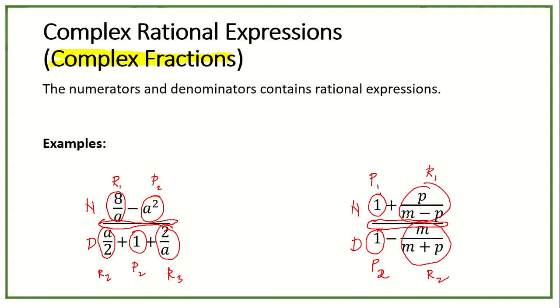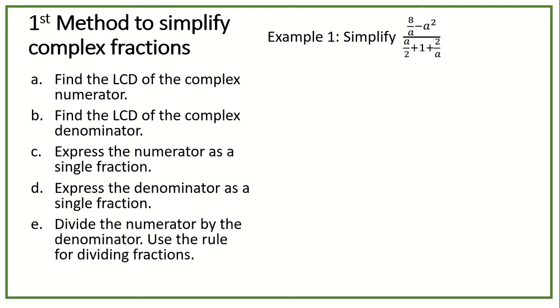Now, how do we simplify them? There are actually two methods. Let me introduce first the first method. But to better understand the steps, let's consider example 1. We are asked here to simplify 8 over a minus a squared, all over, this is our main fraction bar, a plus 2, plus 1 plus 2 over a.